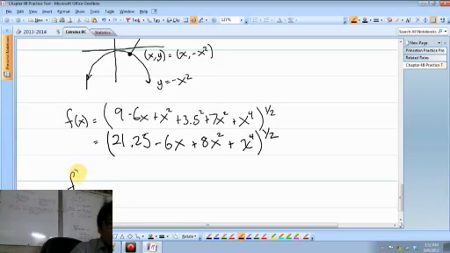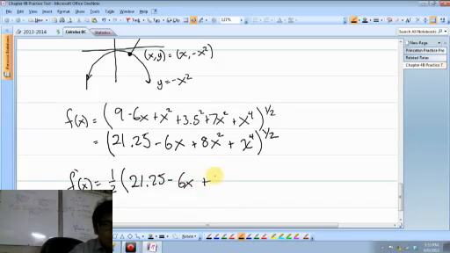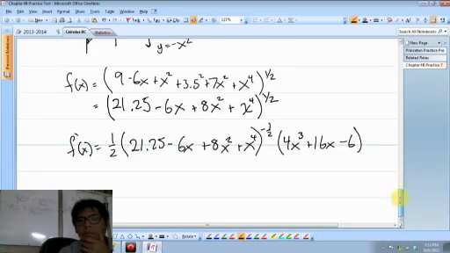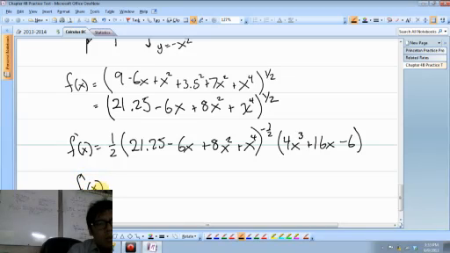F prime. That's 1/2 the radicand to the negative 1/2 times the derivative of the radicand, which is 4x cubed. Okay, looks like I can simplify by a factor of 2. So what is that? 2x cubed plus 8x minus 3.